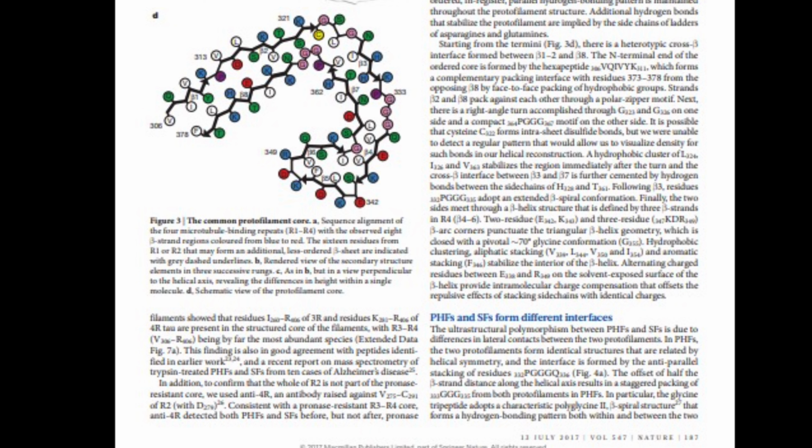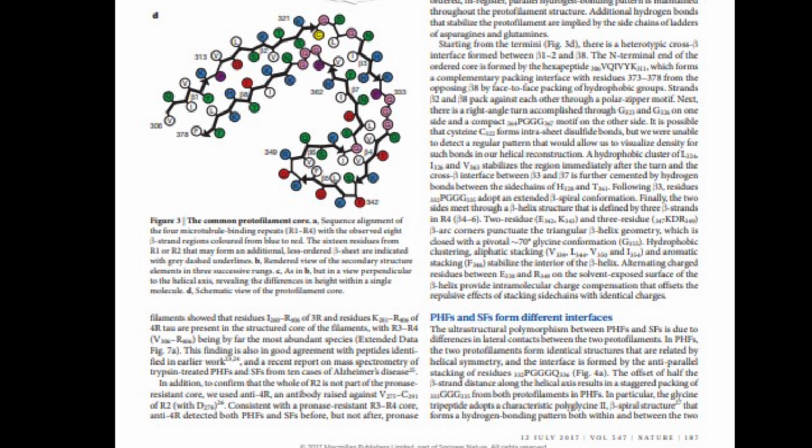The strain of having many twisted beta-strand regions is further relieved by changes in the height of the chain along the helical axis, resulting in differences of up to 10 angstrom between the highest point in beta 1 and the lowest point in the tip of the beta helix, figure 3C. Thereby, an ordered in-register parallel hydrogen bonding pattern is maintained throughout the protofilament structure. Additional hydrogen bonds that stabilize the protofilament are implied by the side chains of ladders of asparagines and glutamines.